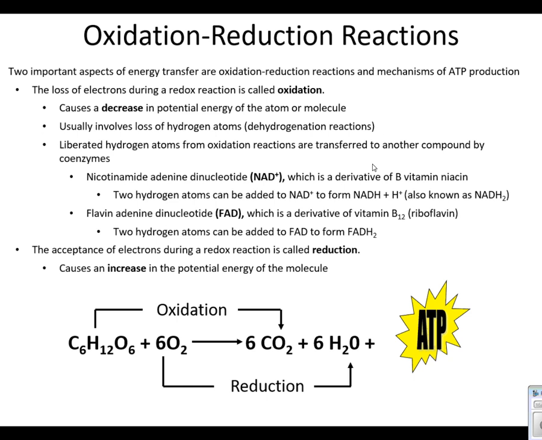When a molecule loses electrons, we call it oxidation. Remember, electrons have a negative charge, and we can think of electrons like, well, I mean, it's potential energy. So when a molecule loses electrons, it will lose or decrease its potential energy.